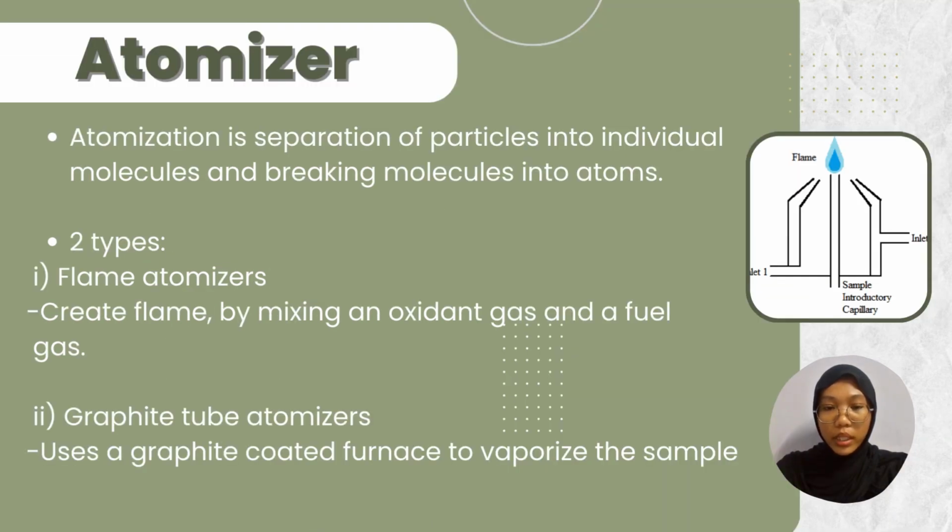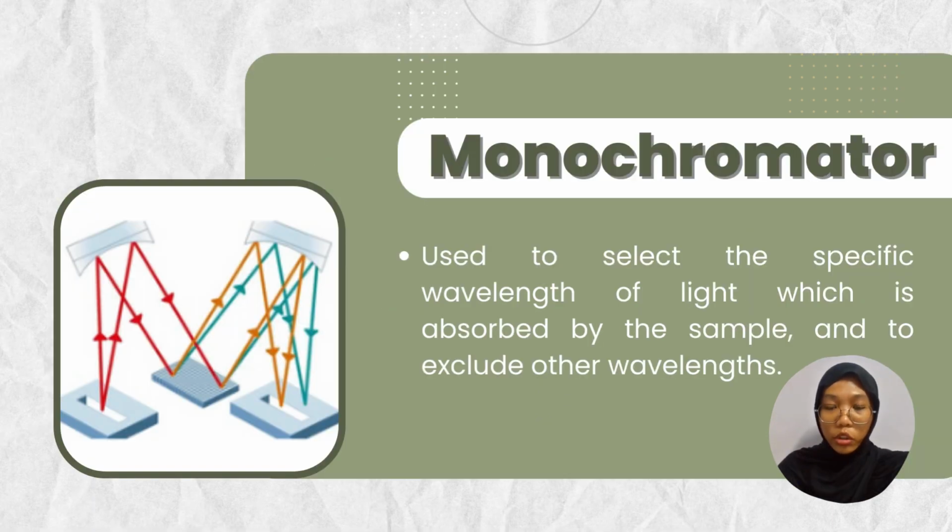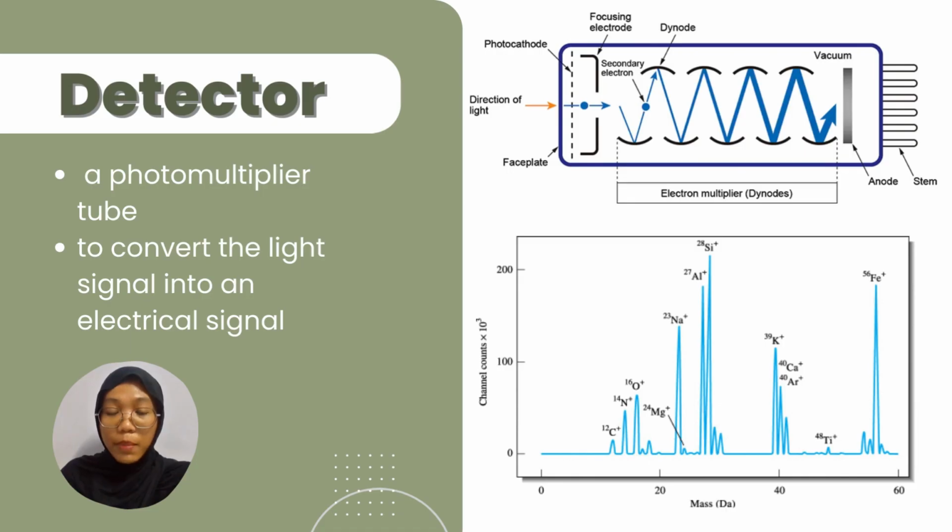Next is the atomizer, which separates particles into individual molecules and breaks molecules into atoms, and it has 2 types: flame atomizers and graphite tube atomizers. Next is the monochromator, which is used to select the specific wavelength of light, which is then absorbed by the sample. Last but not least, we have the detector, which converts the light signal into an electrical signal.